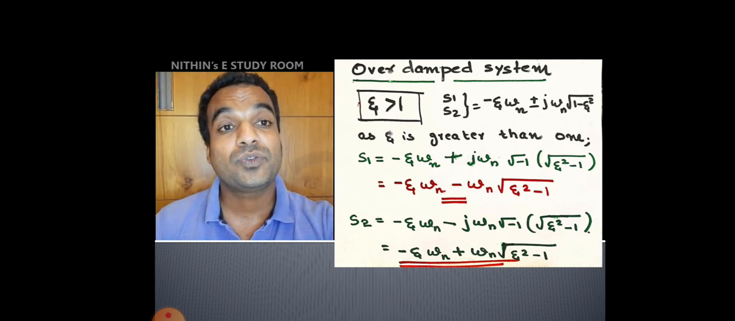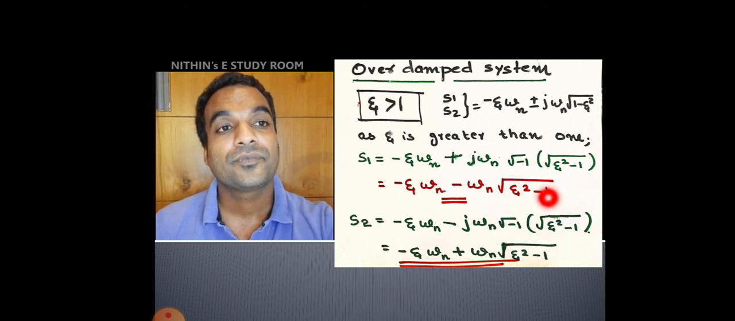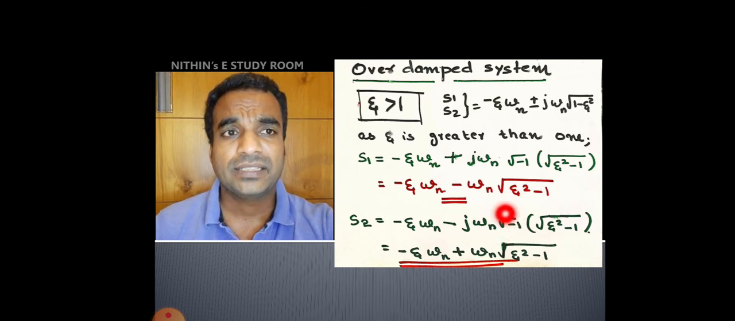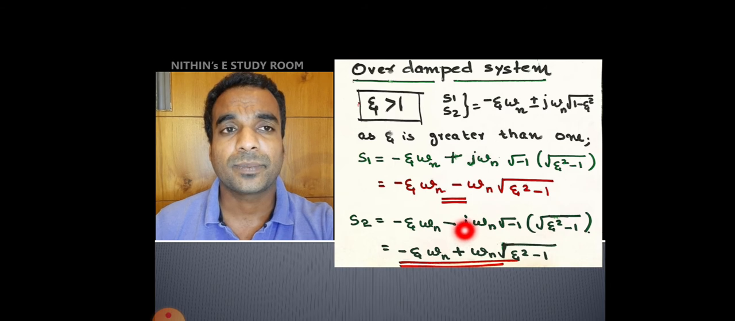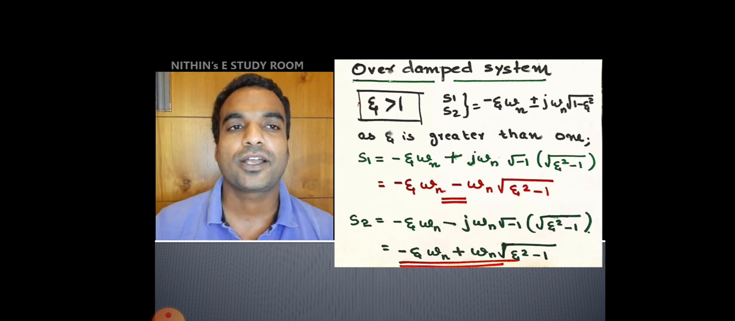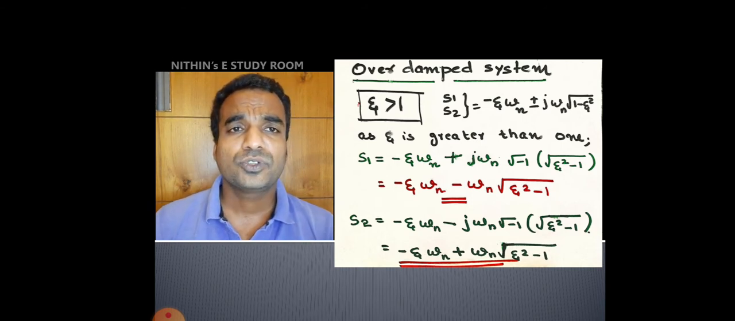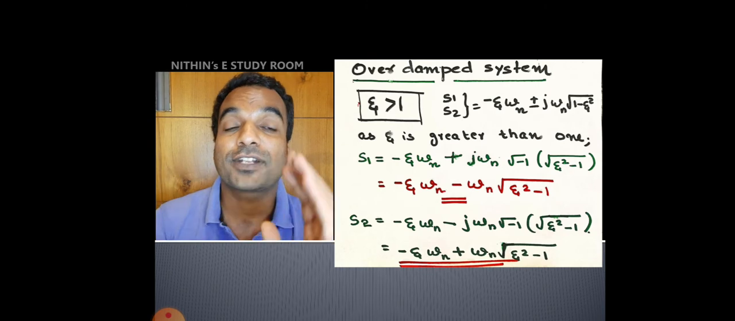If it is S2, what happened? Again we are taking root minus 1 outside. So it is j, nothing but j. j into j is minus 1. Minus into minus, the final answer will go to plus here: minus eta omega n plus omega n root eta square minus 1. So these two poles have different values.